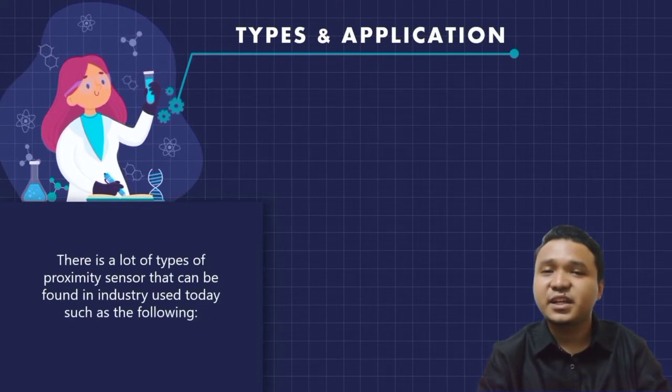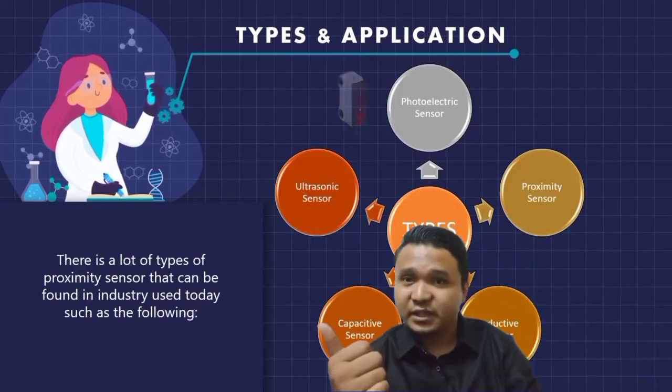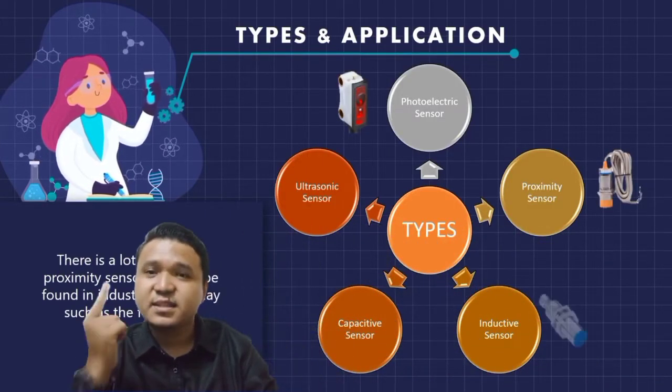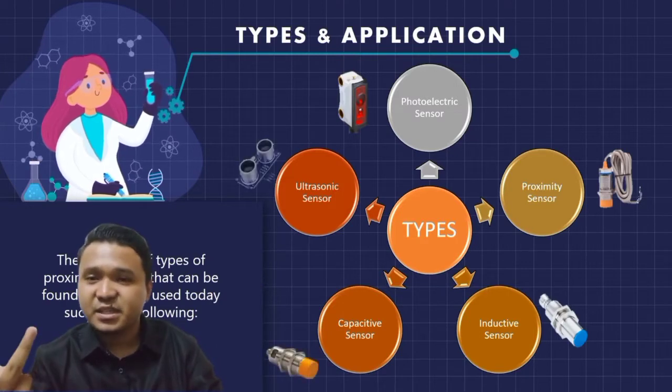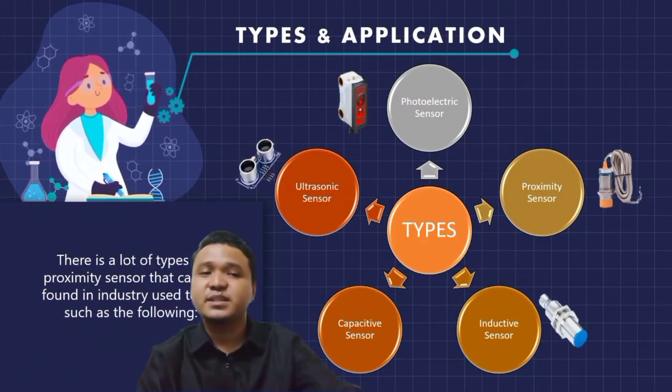Then, how many types of proximity sensor are there actually? There are a lot of types of proximity sensors that can be found in industry use today, which are the photoelectric sensor, inductive sensor, capacitive sensor, and also the ultrasonic sensor.